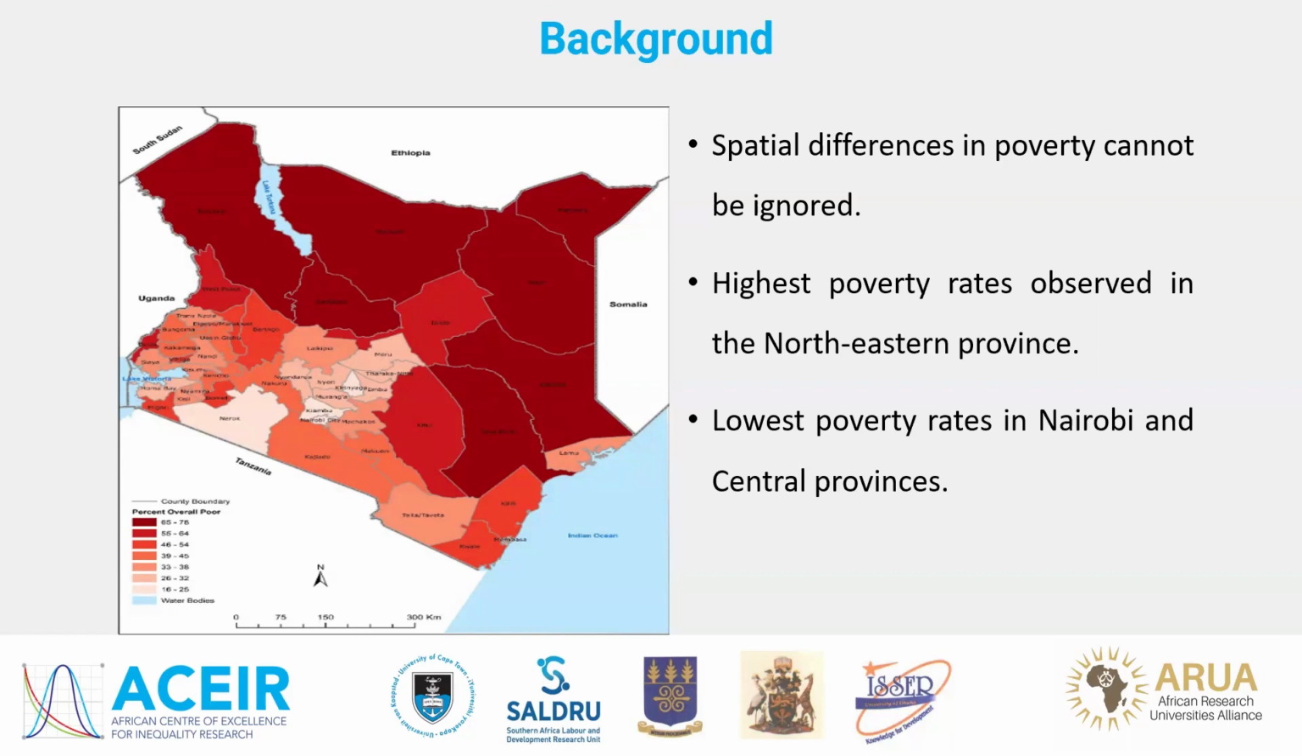And then in the middle here, that's where we have the capital city. So the areas around the capital city have relatively low poverty rates compared to the rest of the country.